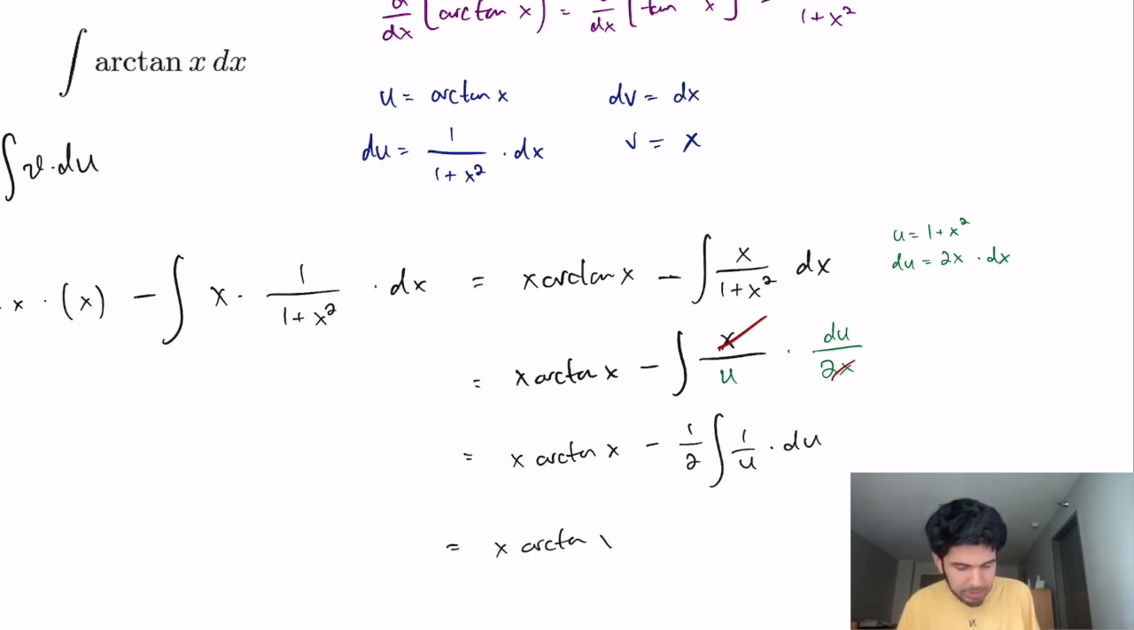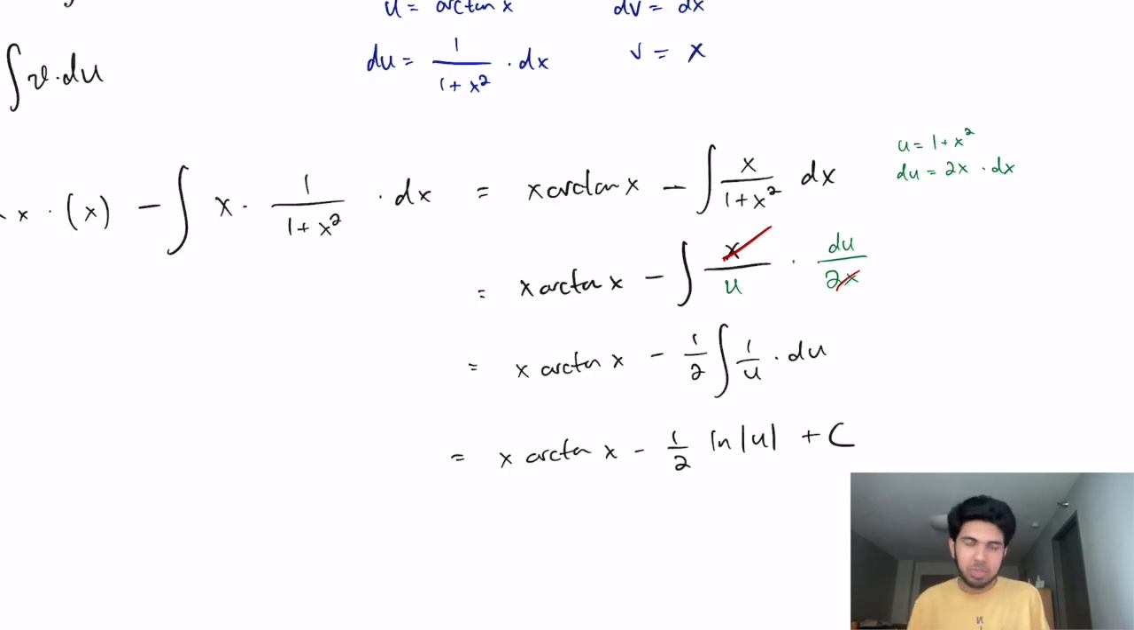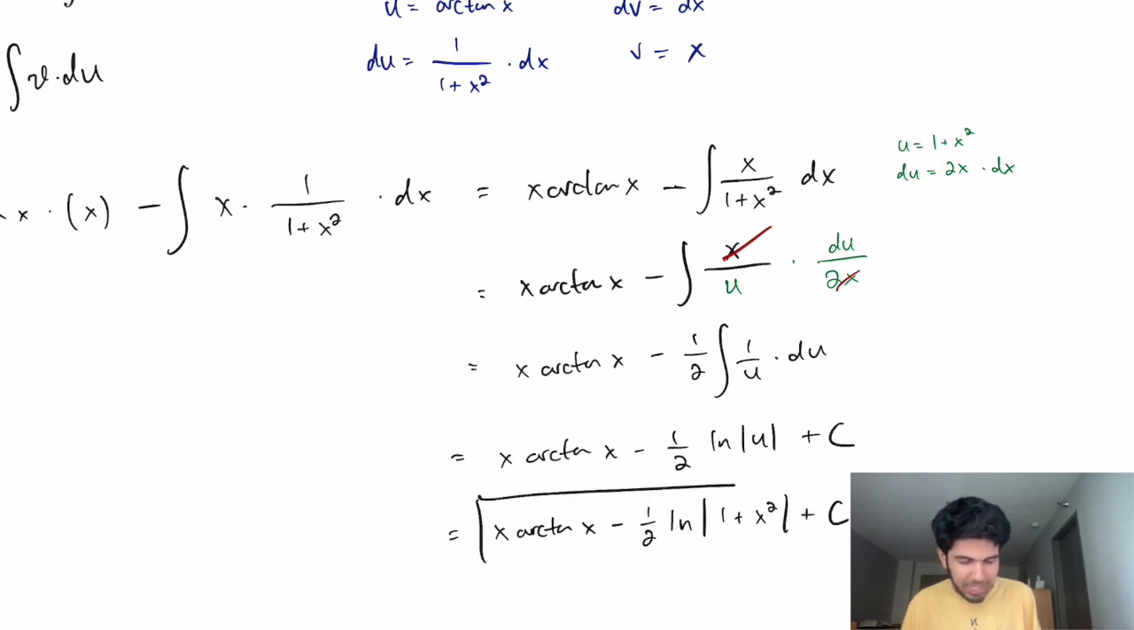And we know that the integral of 1 over u is ln of u. We'll tack on our plus c, but now we have to substitute what we had for u. So this will be x arctangent of x minus 1/2 ln of 1 plus x squared plus c. And that is your answer.